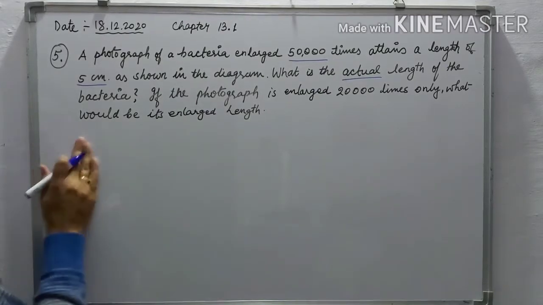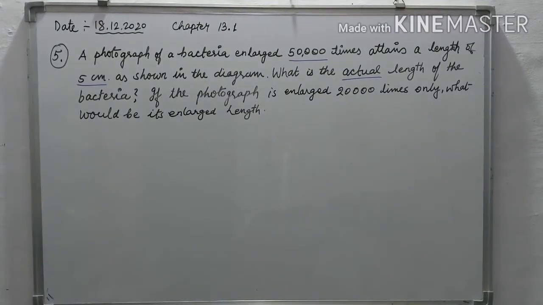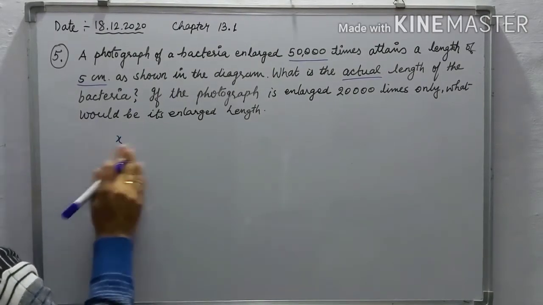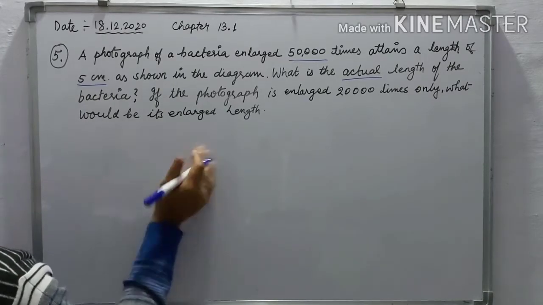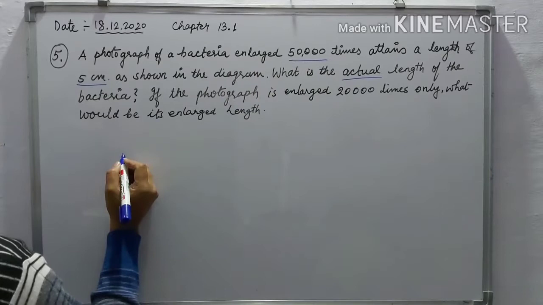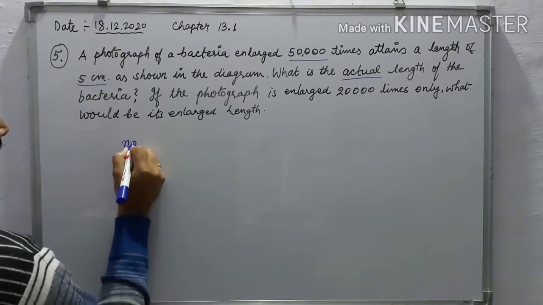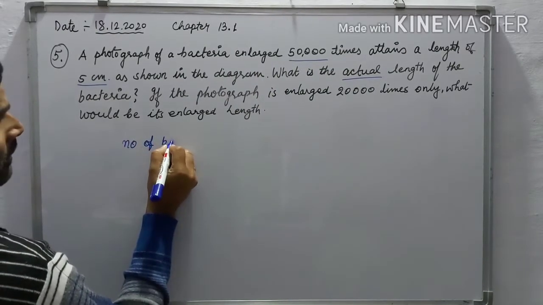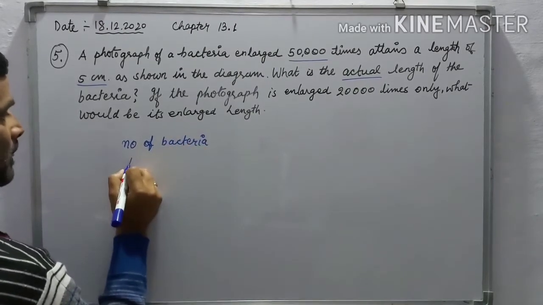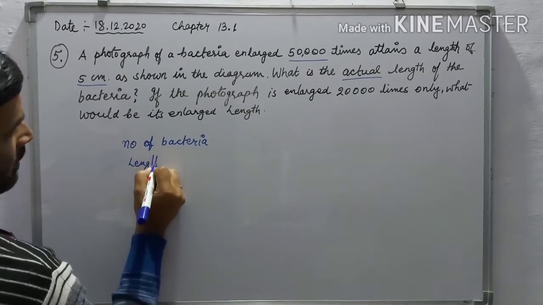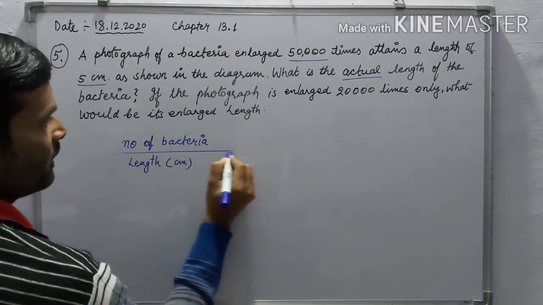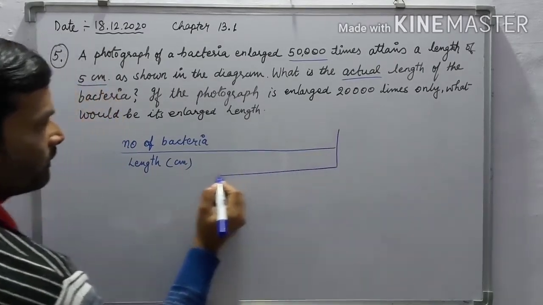So here there will be two quantities, x and y. We write the number of bacteria and the length in centimeters, and make a table.